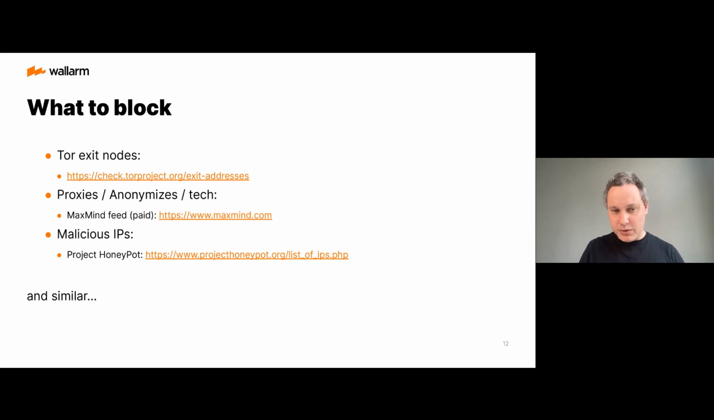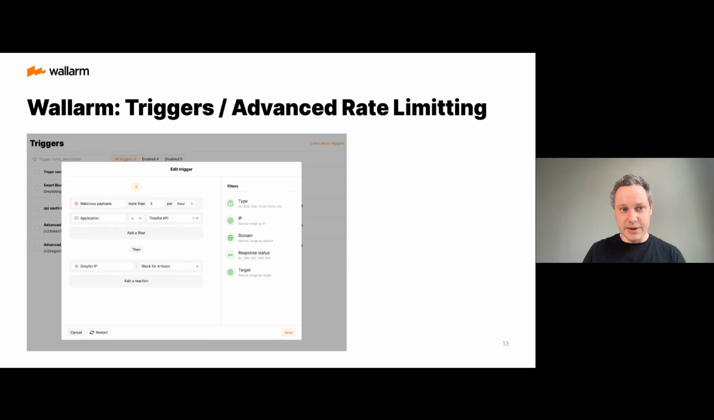What else can you block? You can block Tor exit nodes. You can block proxies and different kinds of anonymizers. A lot of those feeds are actually paid, but you can find some free ones. And you can also block some malicious IPs from honeypots and so forth.